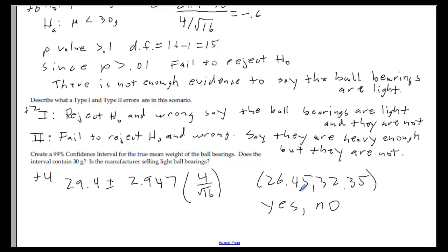So we're 99% confident the true mean of the ball bearings is somewhere in here. And since 30 is in there, it asks, is 30 in the interval? Yes. Is the manufacturer shipping light ball bearings? The answer is no, or we can't prove it anyway.